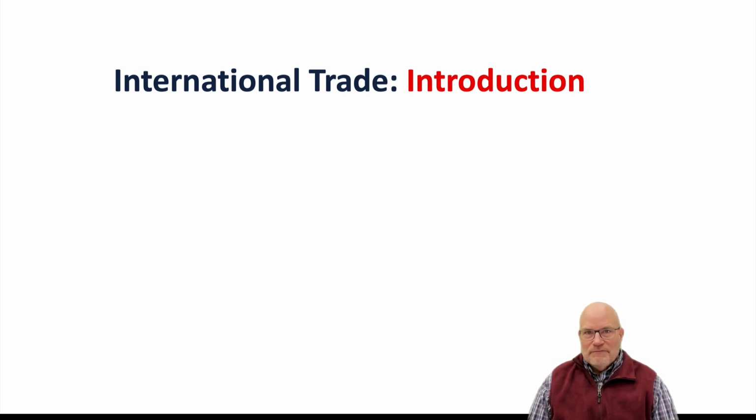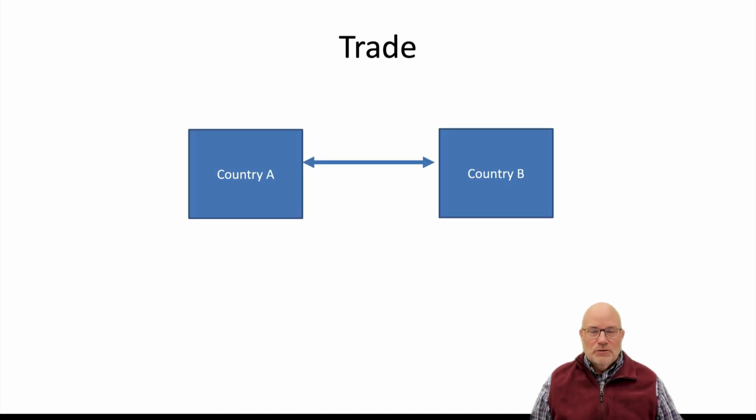International trade is a very simple concept. International trade occurs when two countries, country A and country B, such as the U.S. and Europe, or the U.S. and China, have trade flows between one another. In other words, goods from country A move to country B.